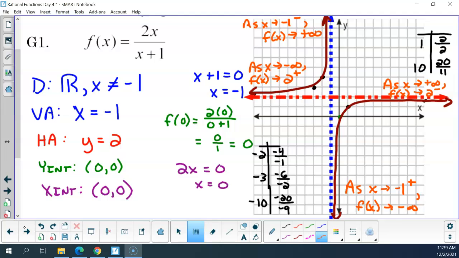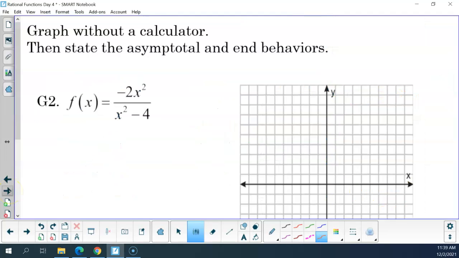So what I would like you to do now is I would like you to graph this one. Then I want you to tell me the asymptote and end behaviors.